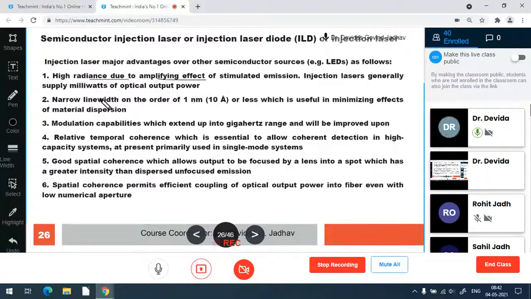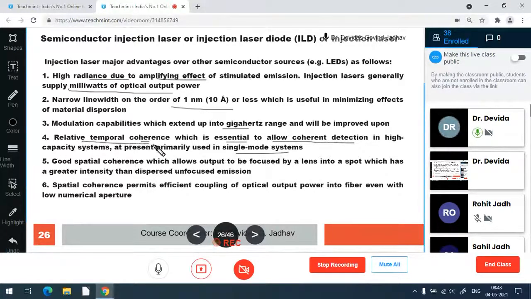Injection lasers generally supply milliwatts of optical power. Narrow line width is there, 1 nanometer or 10 angstrom, and it helps in minimizing the material dispersion. Modulation capability extends up to gigahertz, which also can be further improved. Relative temporal coherence is essential to allow the coherent detection in high capacity systems. So presently it is used only in single mode systems.